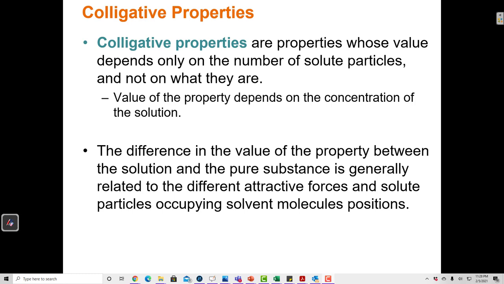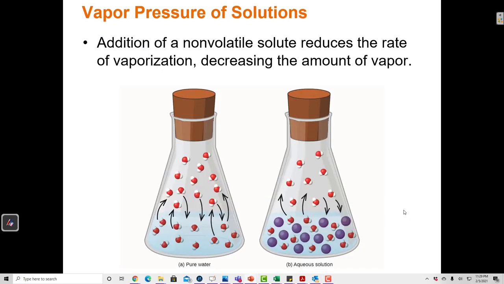And so certain properties of a solution, these colligative properties, are those whose value does not depend on whether the particles are polar or nonpolar. It just depends on how many of them there are. So it depends on the concentration of the solution, the number of solute particles in the solvent. Vapor pressure is one example of a colligative property. Addition of a solute to a solvent causes that solvent to have a lower vapor pressure.